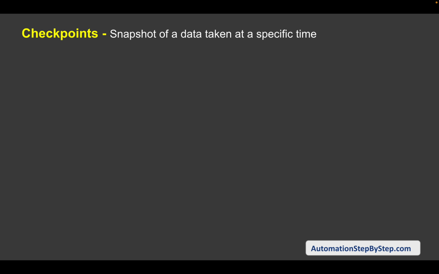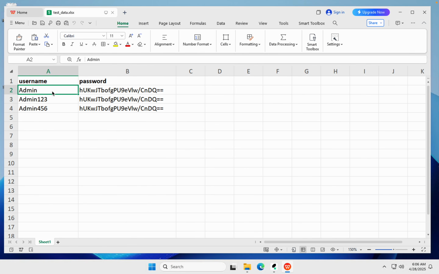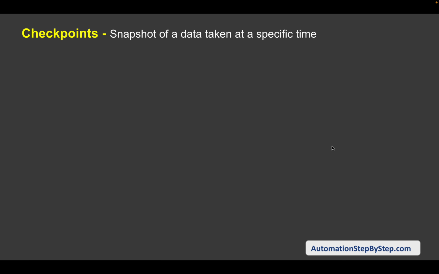Now, what does it do? How does it help us? Suppose we want to check, before running our test, that the test data we are going to use is correct and has not changed. Maybe it is coming from an Excel file, a CSV file, a database, or a Katalon Studio internal source. We want to make sure that it has not changed. In that case, we can create a checkpoint and run it to verify that the data has not changed. So let's see how to do this.